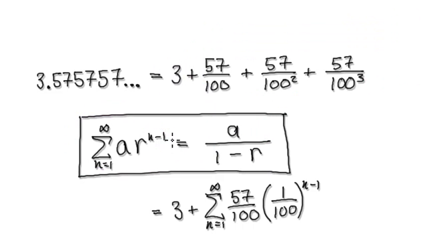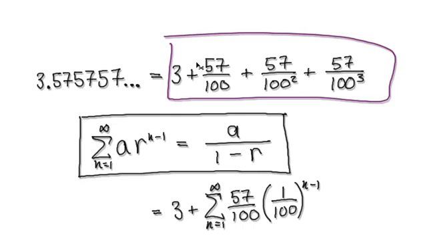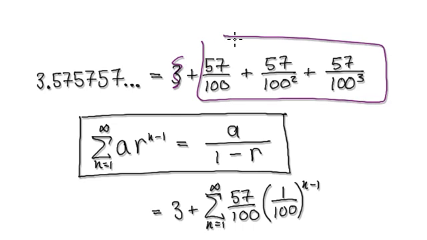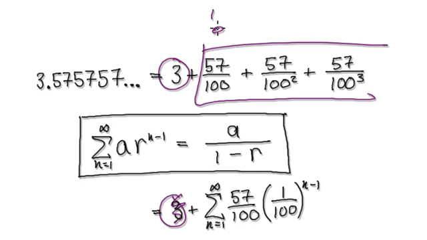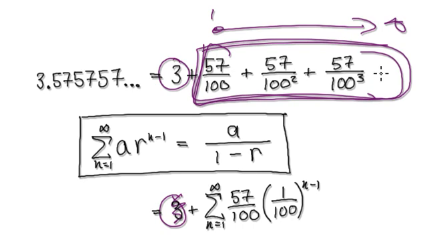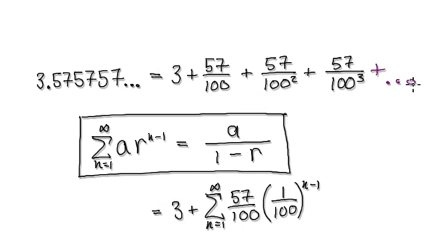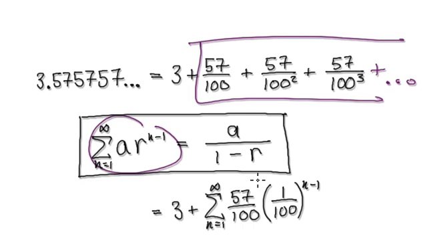Forget about this 3 for the time being. Let's just concentrate on the sum from the first term all the way to infinity. Sorry, this should be plus. From here you want to rewrite this in this form. To rewrite it in this form, this is your A here, and your common ratio is actually 1 over 100.